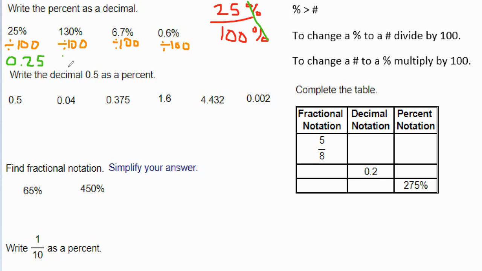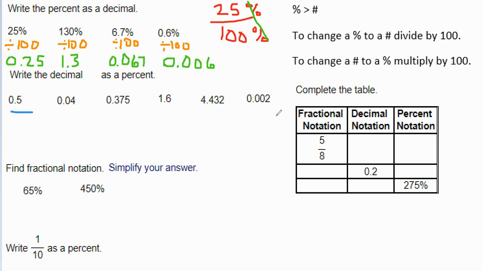130% divided by 100 is 1.3. Notice that the percent 130% looks bigger than 1.3. That's your mental check to make sure you did this right. 6.7 divided by 100 is 0.067, and 0.6% divided by 100 is, a lot of students will make this mistake, but it's going to be 0.006.